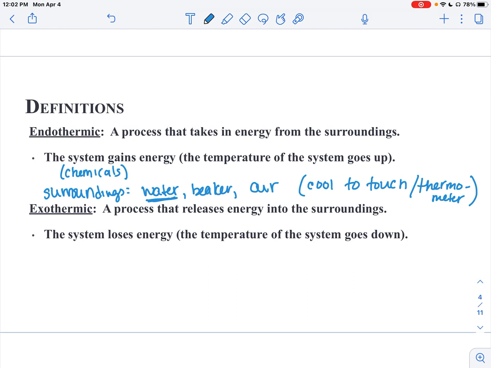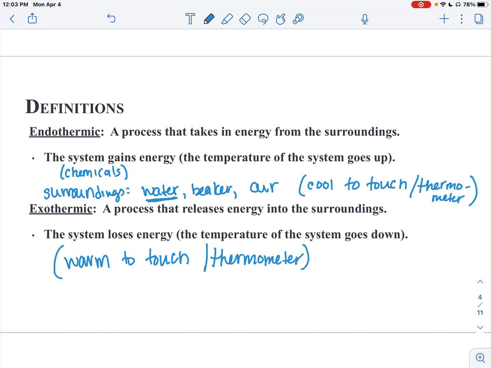Exothermic is the opposite. An exothermic process releases energy into the surroundings. So that means the system itself, the chemicals, are going to lose energy, but everything that we can observe, the surroundings, are going to gain energy. So it's going to be warm to the touch or thermometer.